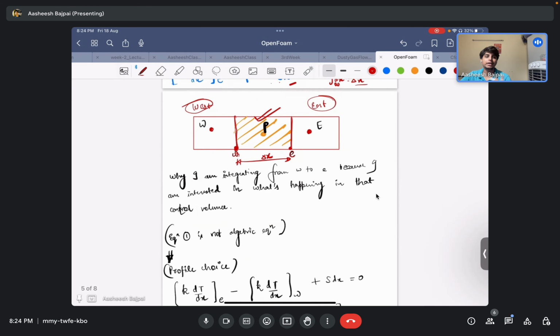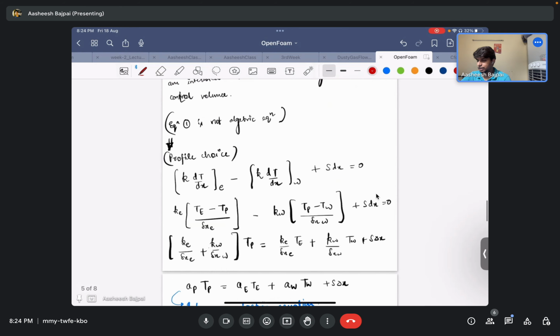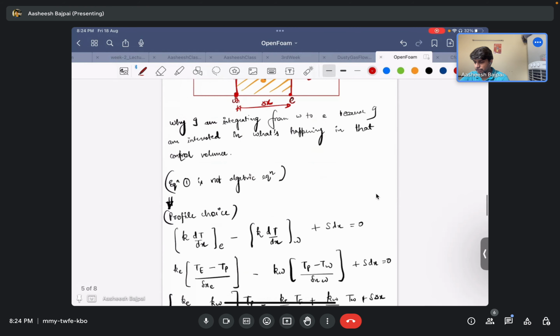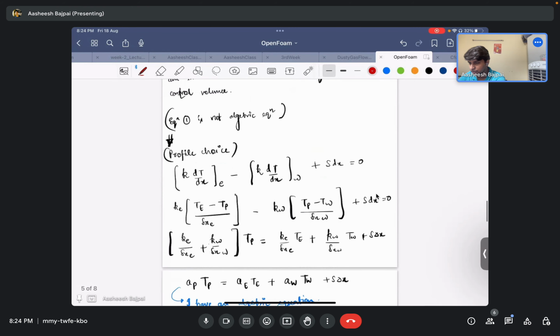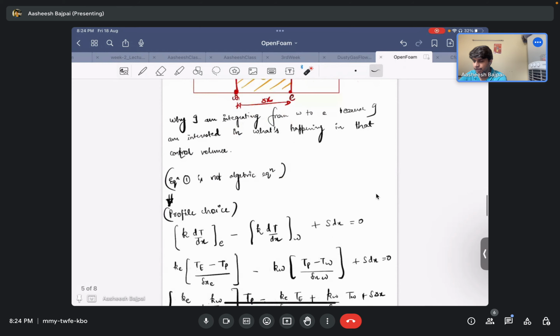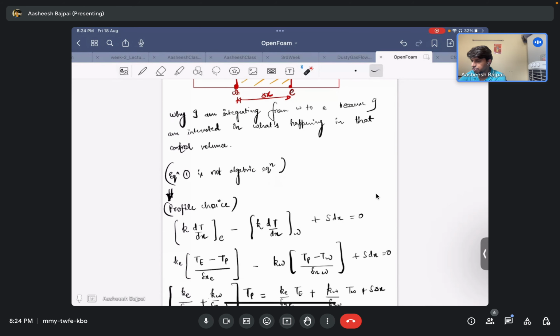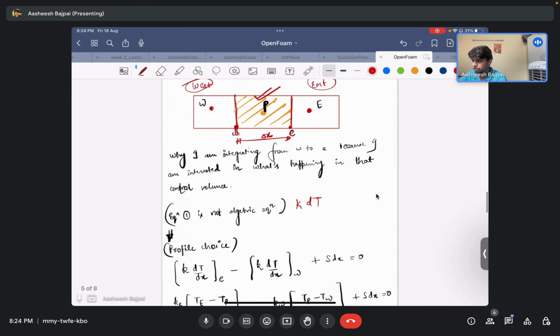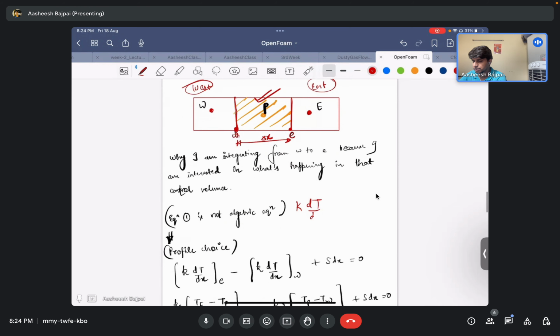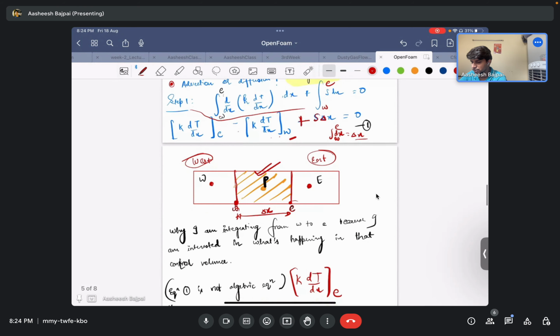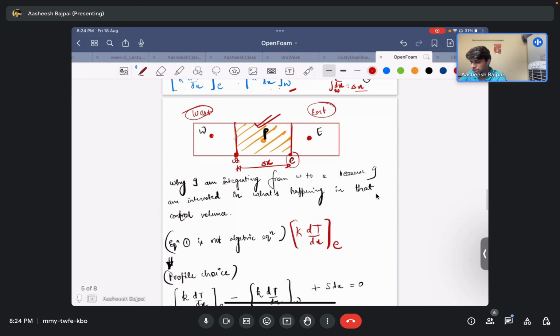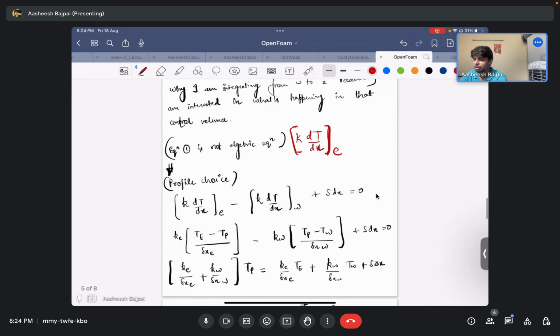So how will we convert that into the algebraic equation? So let's write it. So the equation is this: k, okay, let me write by red pen. K dt over dx at eastern point. So eastern point is this. Okay. I don't know what is k dt over dx at eastern point, because it's not an algebraic equation. I need to convert it.